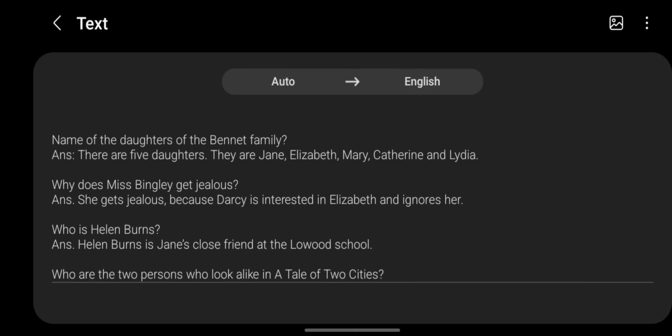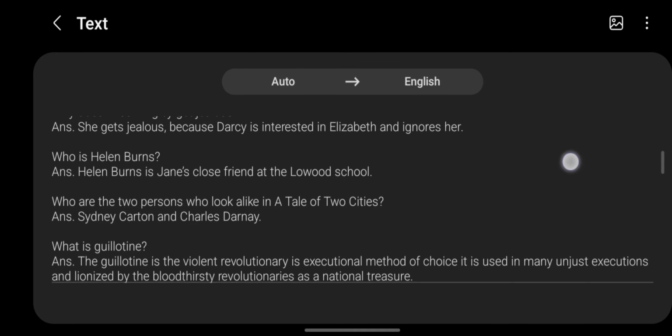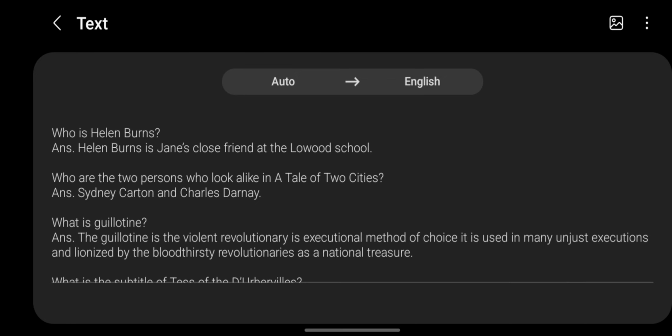Name the daughters of the Bennet family. ANS, there are 5 daughters. They are Jane, Elizabeth, Mary, Catherine and Lydia. Why does Miss Bingley get jealous? ANS, she gets jealous because Darcy is interested in Elizabeth and ignores her. Who is Helen Burns? ANS, Helen Burns is Jane's close friend at Lowood School.